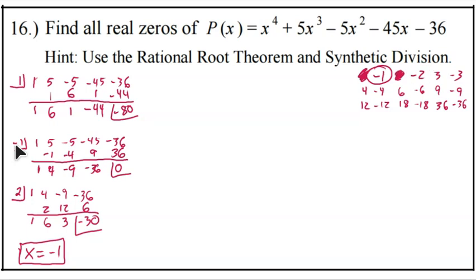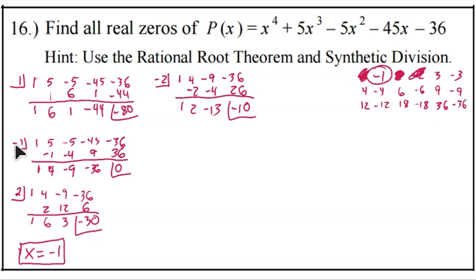So now I'm going to try negative 2, okay? So I'll come up here, and I'm going to put negative 2 in a half box. I'm going to use 1, 4, negative 9, and negative 36 again. Horizontal line. Bring down the 1. 1 times negative 2 is negative 2. Plus 4 is 2. 2 times negative 2 is negative 4. Negative 4 plus negative 9 is negative 13. Negative 13 times negative 2 is positive 26. Plus negative 36 is negative 10. So once again, we do not have a remainder of 0. Therefore, negative 2 is not one of the factors.